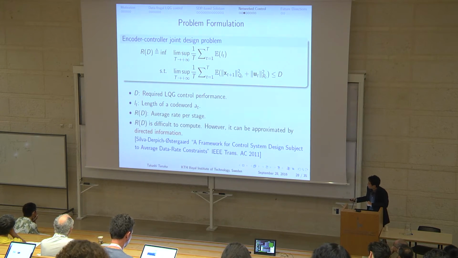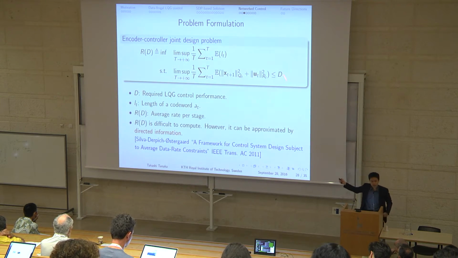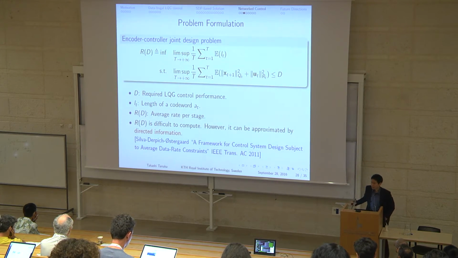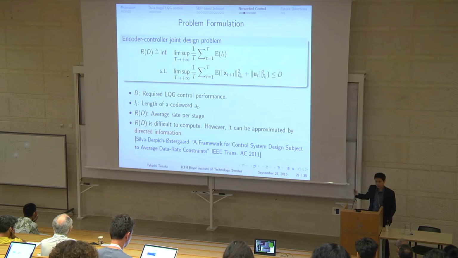And right, so unfortunately, this is a very complicated optimization problem because this is a mixture of continuous and discrete optimization problem. So it is very difficult to solve this problem exactly. But an interesting observation is that this quantity, although computing this is very, very difficult, is highly related to the directed information that I just described.